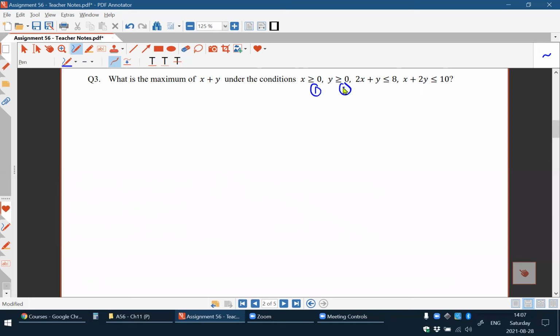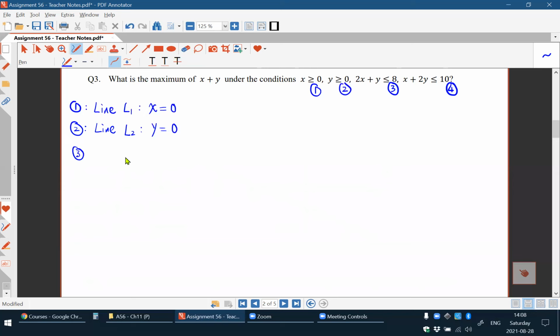Let's label them with 1, 2, 3, and 4. And we need to find the corresponding region to these 4 inequalities, right? So let's start from the first one. The first one is simply x equal to or larger than 0. So the corresponding boundary line, let's call this line L1, is actually x equals 0, right? This is very simple. And for constraint number 2, again, similarly, the boundary line L2 is just y equals 0. It's also a simple case.